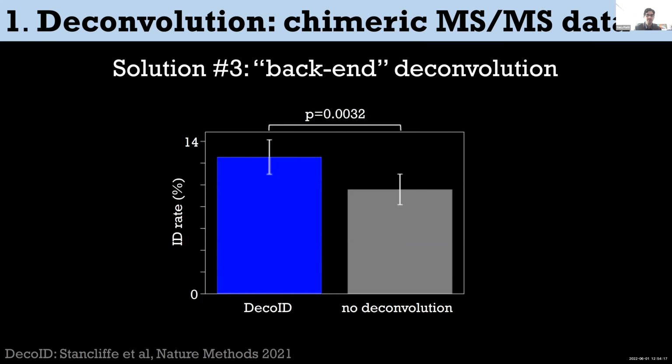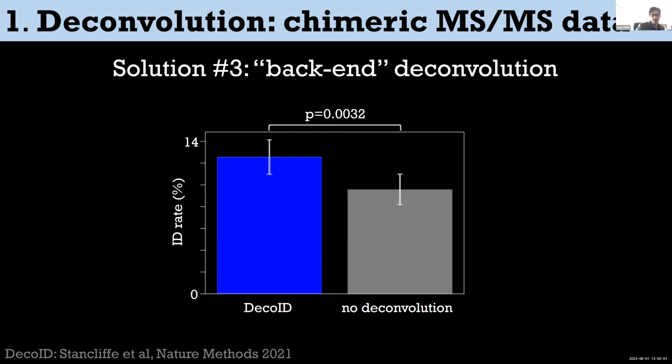So as an example that this strategy is working, I show you the data here. Again, we're looking at human plasma here. This is a DDA experiment, so a data-dependent acquisition experiment. We're using a 1 m/z isolation window here. And what I'm plotting on the y-axis is the identification rate. So this is the number of features that we were able to successfully identify with high confidence as compounds. And what you can see here is when we are applying DecoID, our identification rate is higher than when we're not using any deconvolution approach at all.